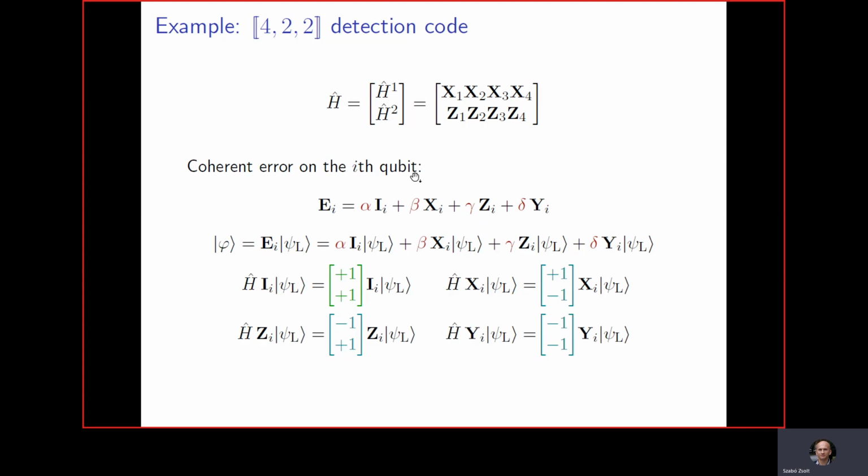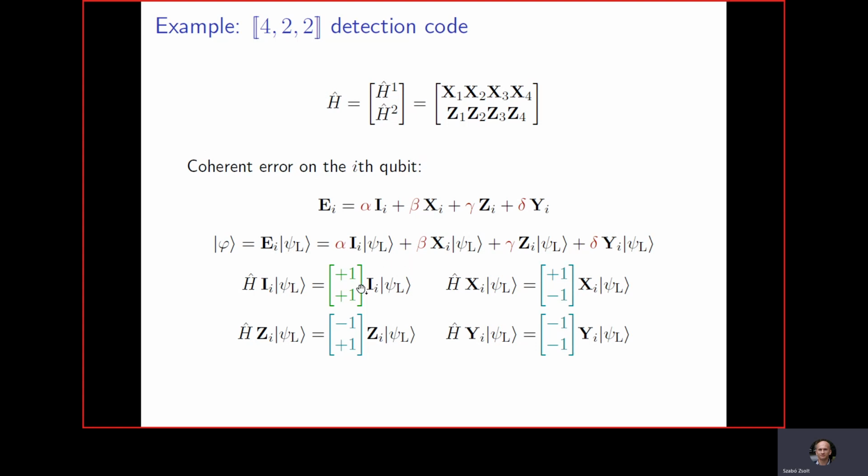Now suppose that the ith qubit suffers a coherent error described by the matrix Ei. The action of Ei on a logical state psi L, denoted by phi, can also be expanded into a linear combination, and the vectors that appear in this linear combination are joint eigenstates of the two components of the parity operator. When the parity is measured, phi collapses into one of these vectors, and as I said earlier, this is also part of the error correction process.